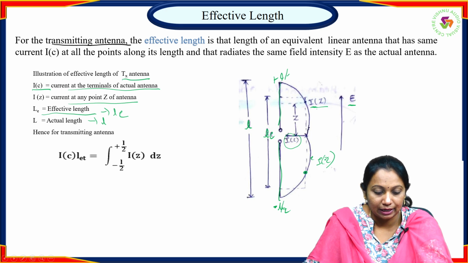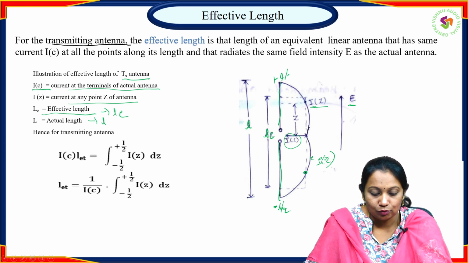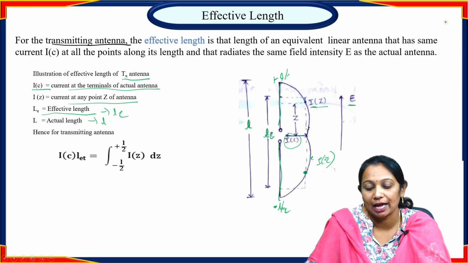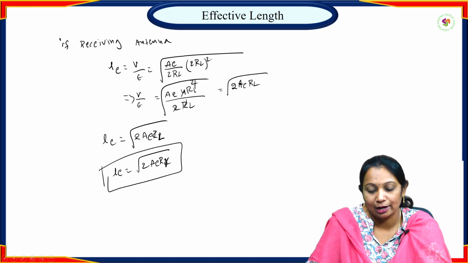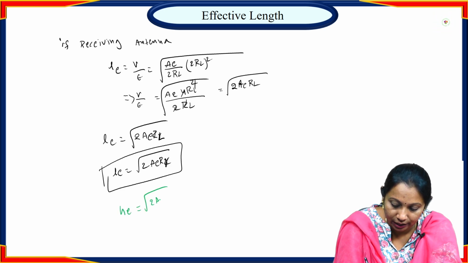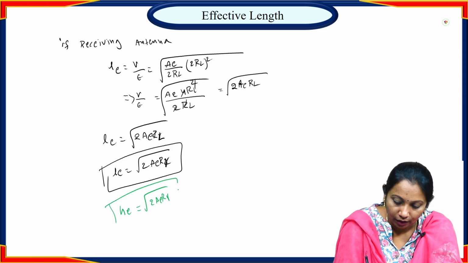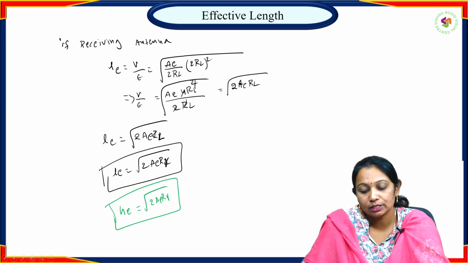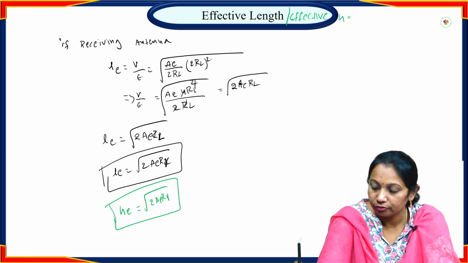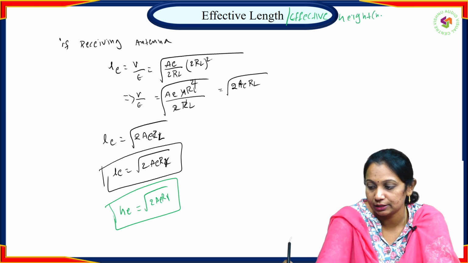Now this will be written as the effective length is equal to 1 by I of C into the integral from minus L by 2 to L by 2 of I of Z into dz. So this is the way to calculate the effective length of the transmitting antenna. Earlier, what we derived was to calculate the effective length, which can also be called the effective height. This will be written as HE.